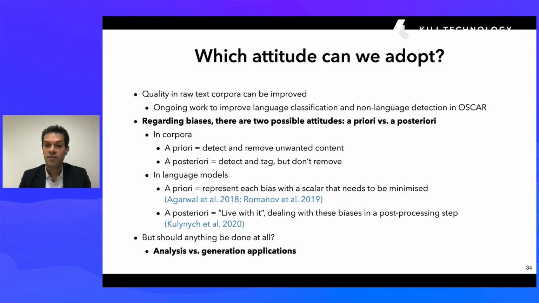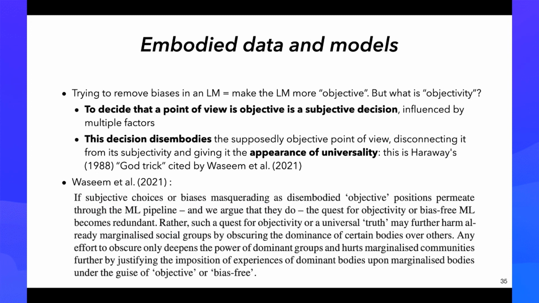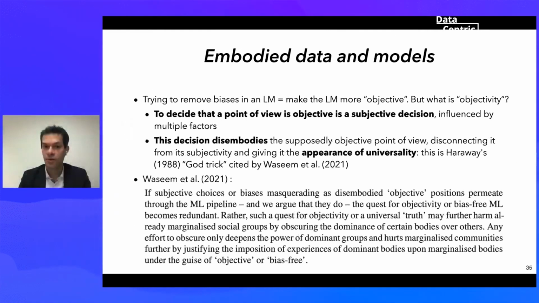And in fact, this depends, I think, on whether you have in mind analysis or generation as an applicative goal. Because if you want to be able to analyze biased content, maybe it's important that you have bias in your models. If you want to generate data, maybe you don't want what you generate to be biased. But in fact, trying to remove biases in a language model means making the language model more objective. But what is objectivity? In fact, to decide that a point of view is objective is a subjective decision, which is influenced by a number of factors.